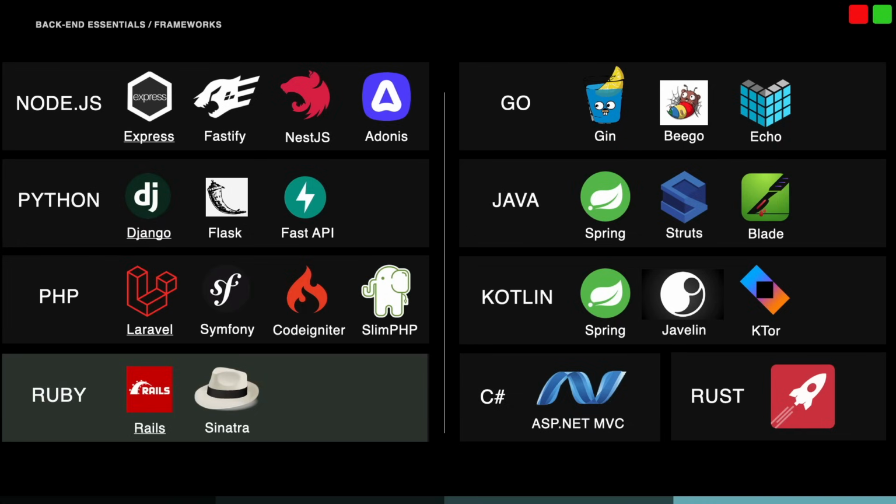Now, in addition to Ruby on Rails, you have the Sinatra framework, which is a good alternative to Rails because it's very minimalistic and Rails is very opinionated. So Sinatra actually calls itself a micro framework. So it's good for smaller APIs, things like that.